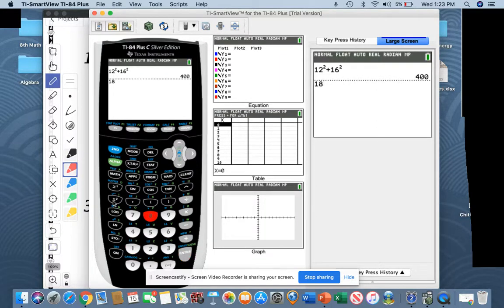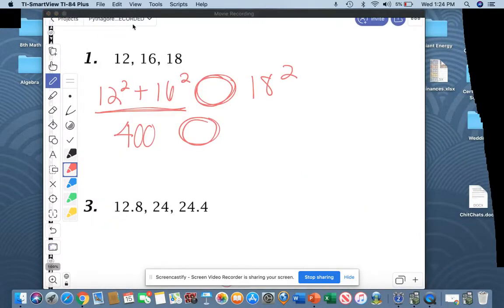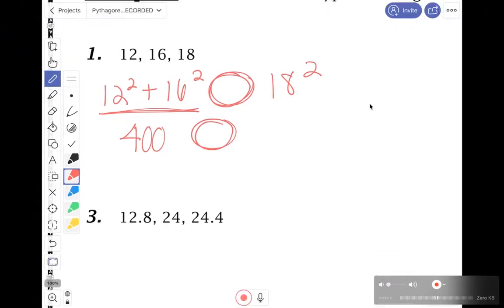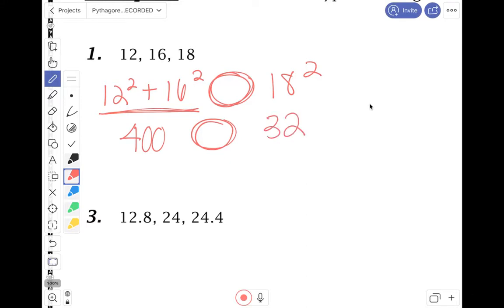18 squared is, calculator's being so slow, 324. So when I go back over here, 324, well, if I look at it, 400 is greater than 324. So I'm going to draw a greater than sign. Well, what do we say up here?